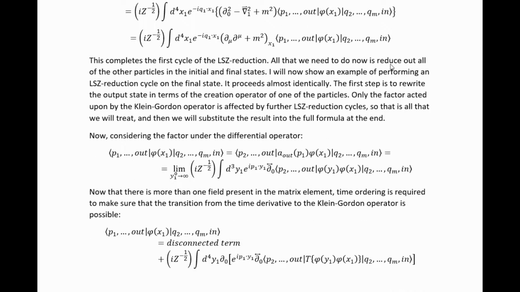All that we need to do now is reduce out all of the other particles in the initial and final states. I will now show an example of performing an LSZ reduction cycle in the final state. It proceeds almost identically. The first step is to rewrite the output state in terms of a creation operator of one of the particles applied to the output state in place of denoting it in the state. So we're pulling out a creation operator just like we did in the first cycle. Only the factor acted upon by the Klein-Gordon operator is affected by further LSZ reduction cycles, so that is all that we will treat. Then we will substitute the result into the full formula at the end.